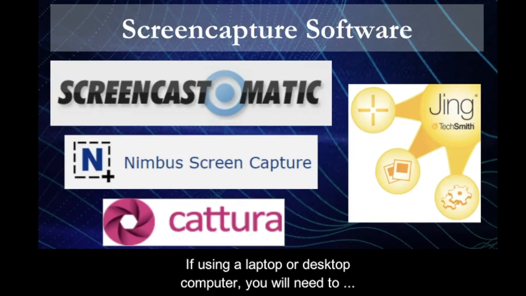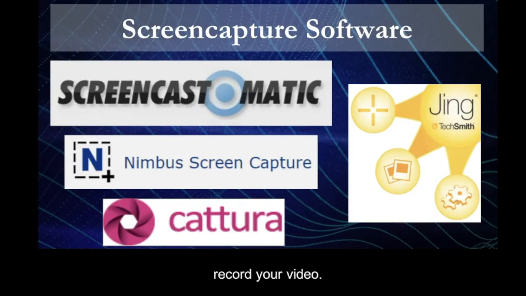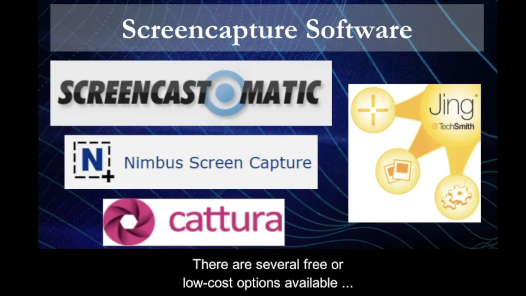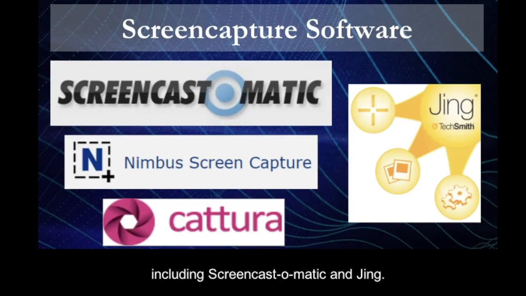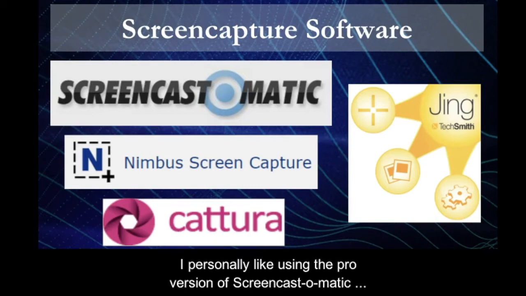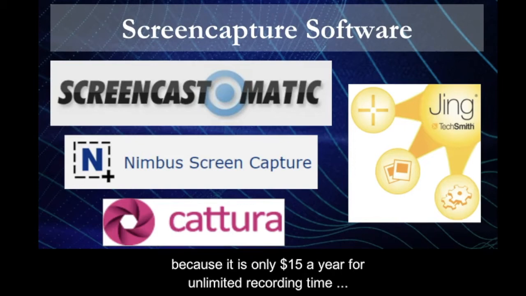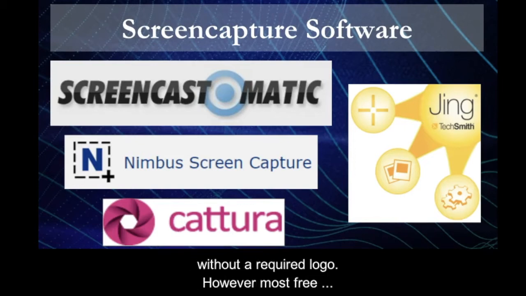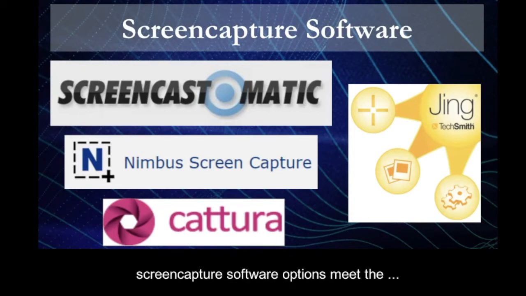If using a laptop or desktop computer, you will need to have some type of screen capture software to record your video. There are several free or low-cost options available, including Screencast-O-Matic and Jing. Nimbus and Kaltura are great options for Chromebooks. I personally like using the Pro version of Screencast-O-Matic because it is only $15 a year for unlimited recording time without a required logo. However, most free screen capture software options meet the requirements for recording short videos.